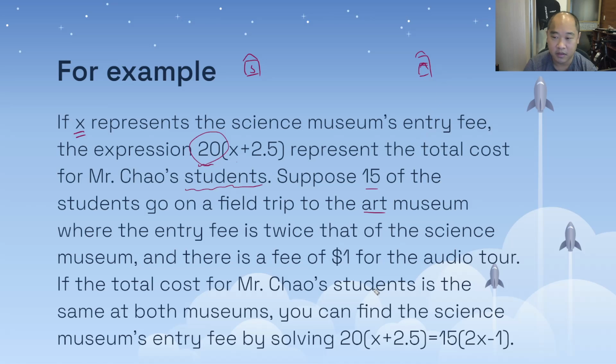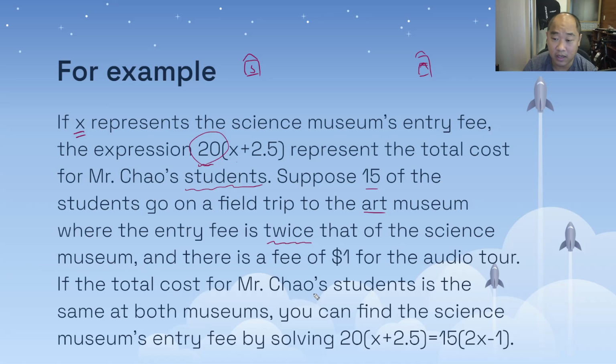All right, so the art museum, the entry fee is twice that of the Science Museum. So that's going to be 2x, right? And there is a fee of $1 for the audio tour, where they give you headphones and you walk around and you can hear people say things.